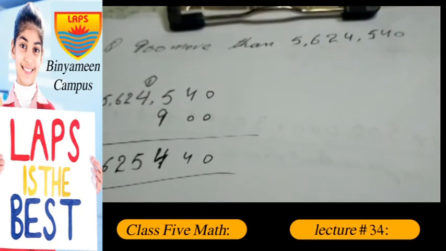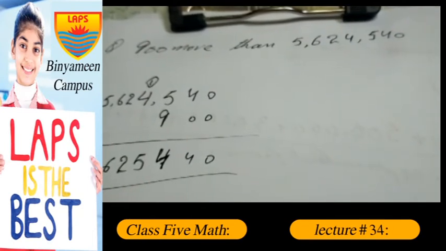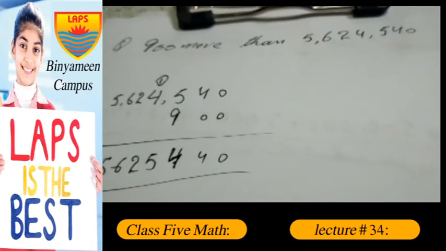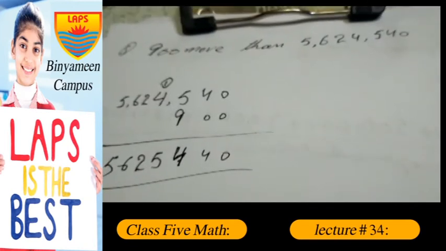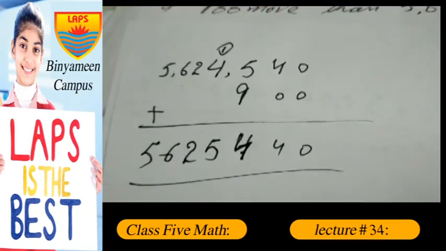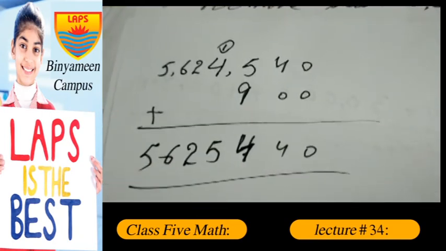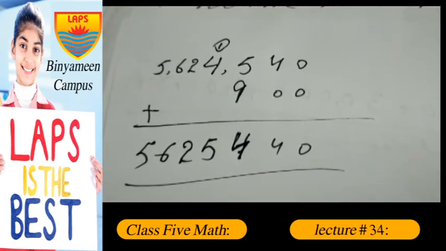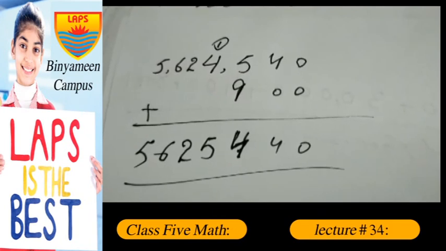900 more than 5624540. Now 900 more than means add these values. 900 add in this value. Now we add 900 0. Now place 4, then 9 5 14, 1 carry, 4 1 5, then 2, then 6, then 5.